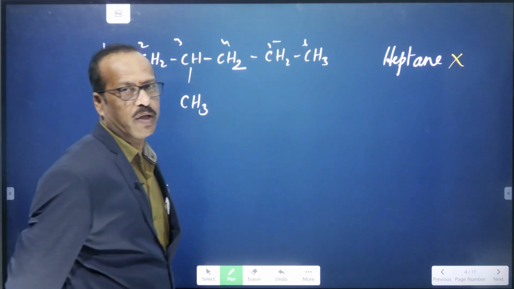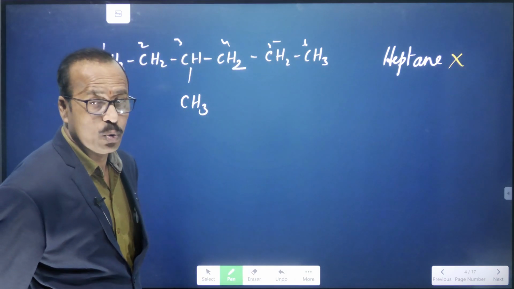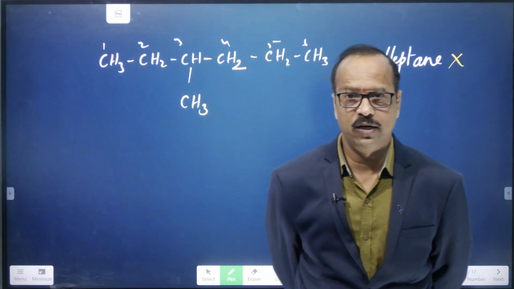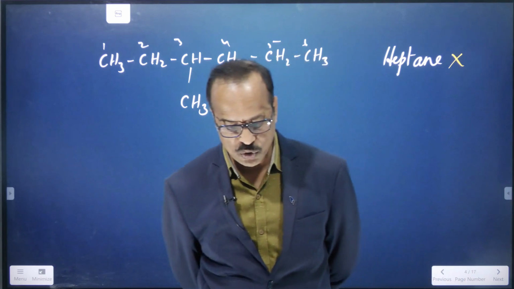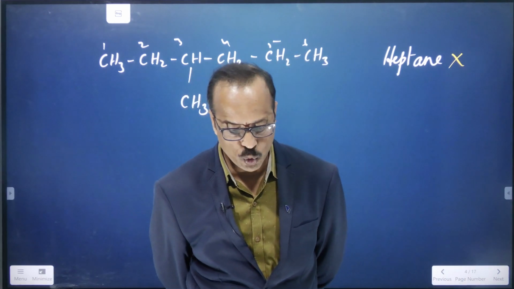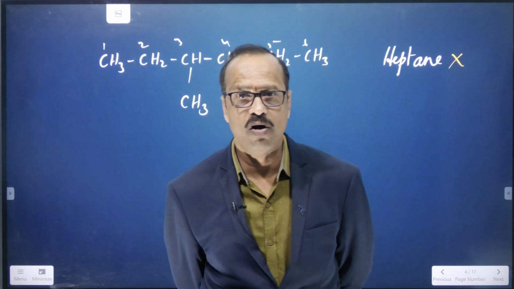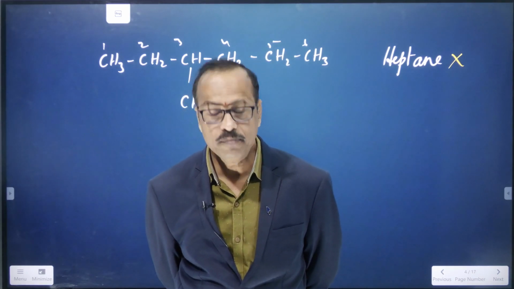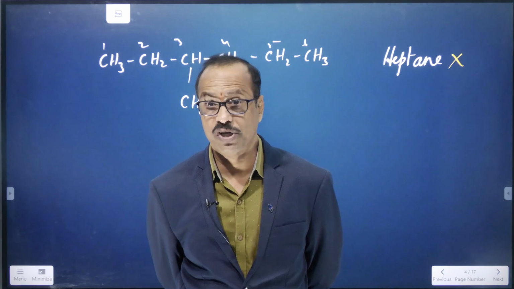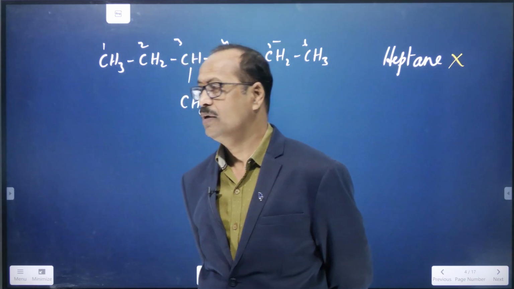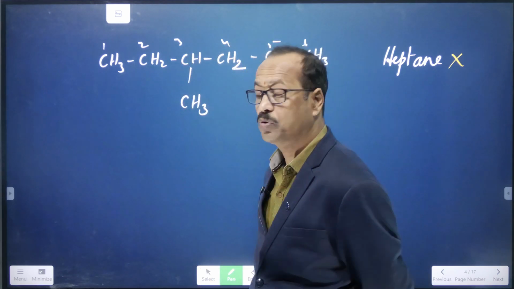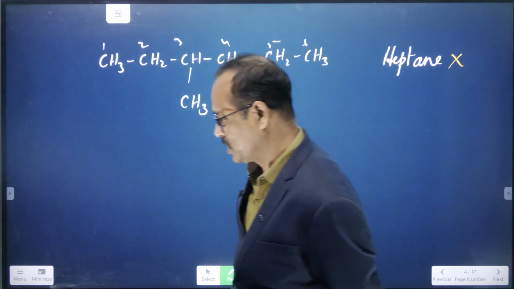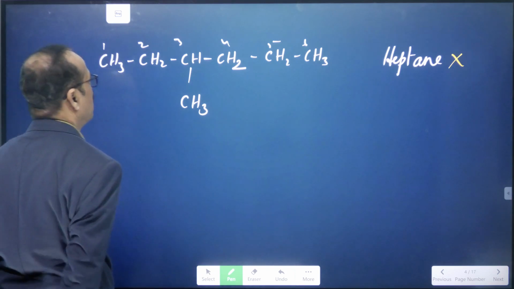Now, how can I give the name? Here comes the first rule of IUPAC nomenclature. The first rule is the longest chain rule. Means what? Here you have to count the longest chain. You have to leave the branches and check only for the long chain. So the longest chain is what here?